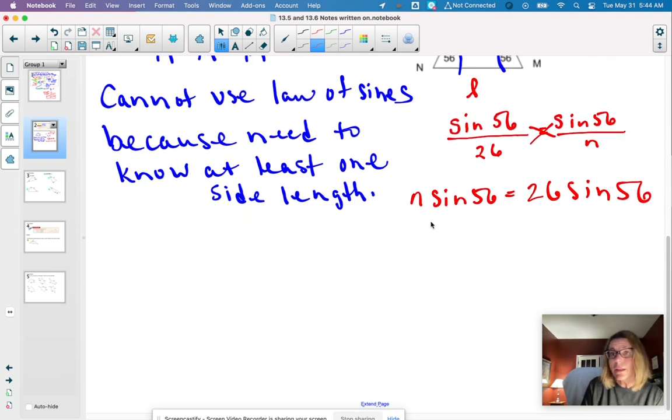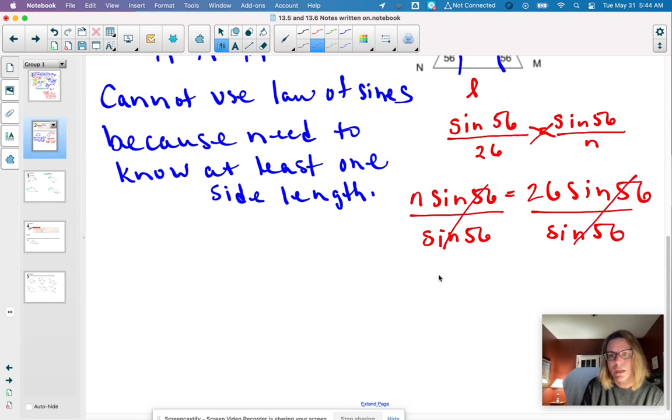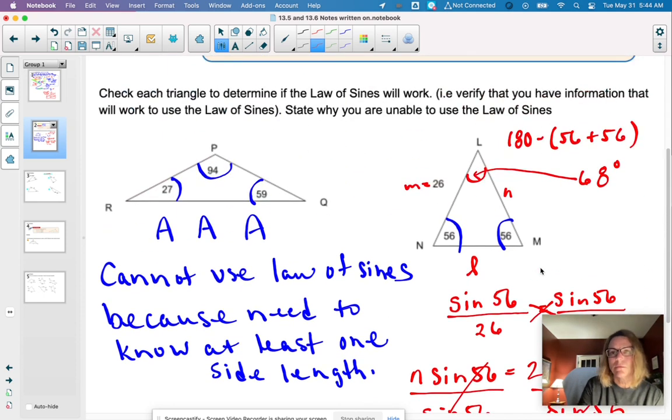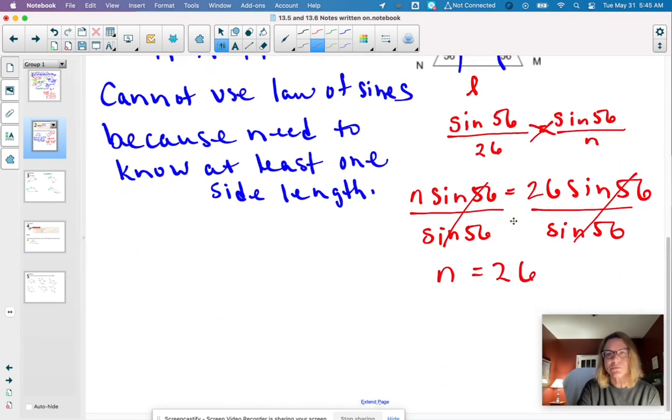I'm solving for n, so I'm going to divide both sides by sine of 56. That cancels, that cancels. So n is equal to 26. So we found this side. So let's see. We know all three angles. We know the length of this side. We know the length of this side. We now need the final length, which is side L.